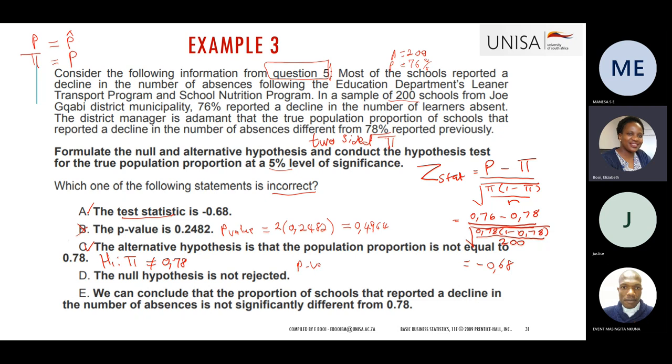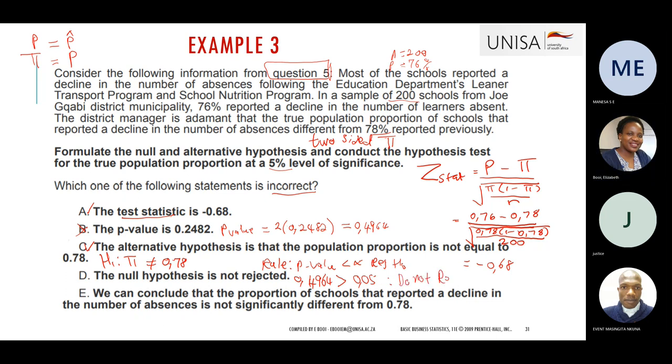The rule says if the p-value is less than alpha, we reject the null hypothesis. That is the rule. Our p-value is 0.4964. Our alpha, we were told, is 0.05. So what is the sign? The sign is greater than. Therefore, we do not reject the null hypothesis. Not rejected.